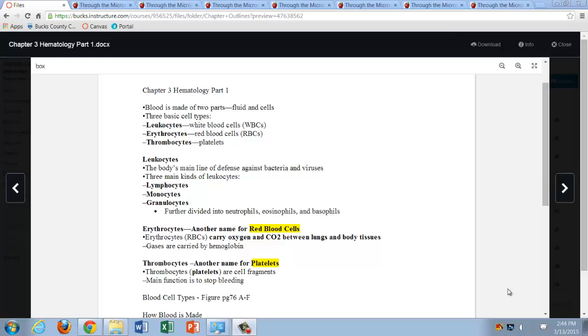If you're watching my screen, you can see all of the items that we'll be discussing in this part 1. And also, if you want to follow along in your book, we're starting on page 74. Over on page 75, you'll see some bulleted points that are the same as what you see on your screen. We're talking about blood being made up of 2 parts, fluid and cells. In this case, the fluid is going to be called plasma.